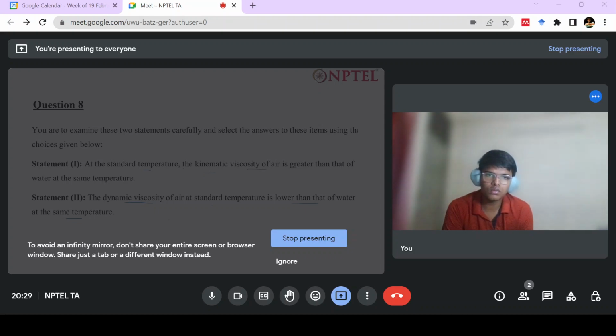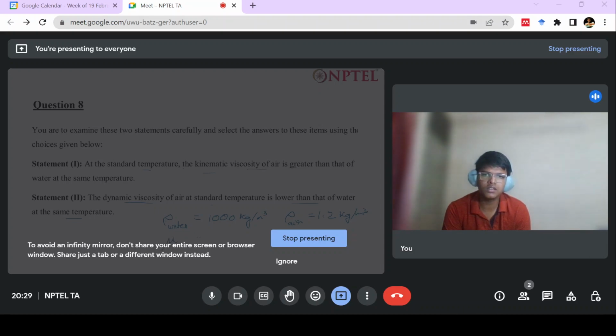So obviously, from intuition only you can understand whose density will be greater: water. In fact, a lot greater. So water's density you can take as around 1,000 kg per meter cube. It varies depending on the temperature, and air also varies greatly with temperature, but it is on the order of 1.2 kg per meter cube. So this is almost 1,000 times. Air is very light compared to water. Water is heavy. What about viscosity?